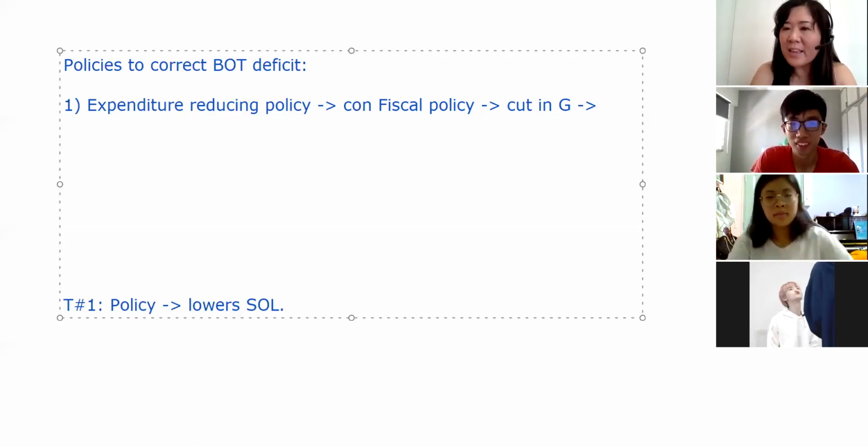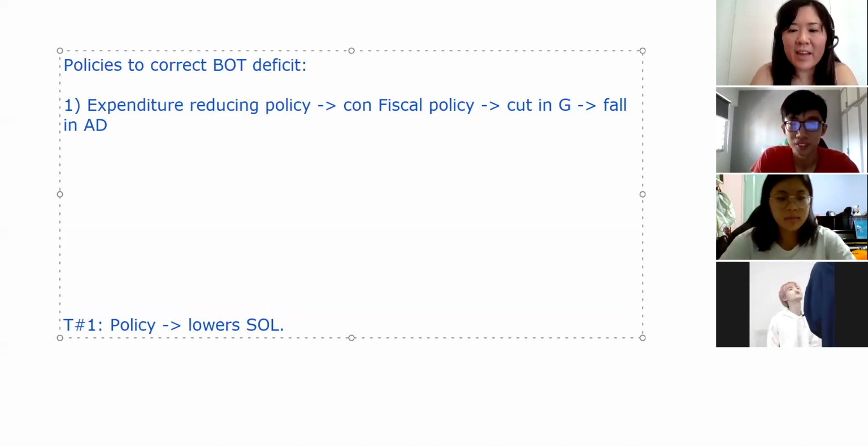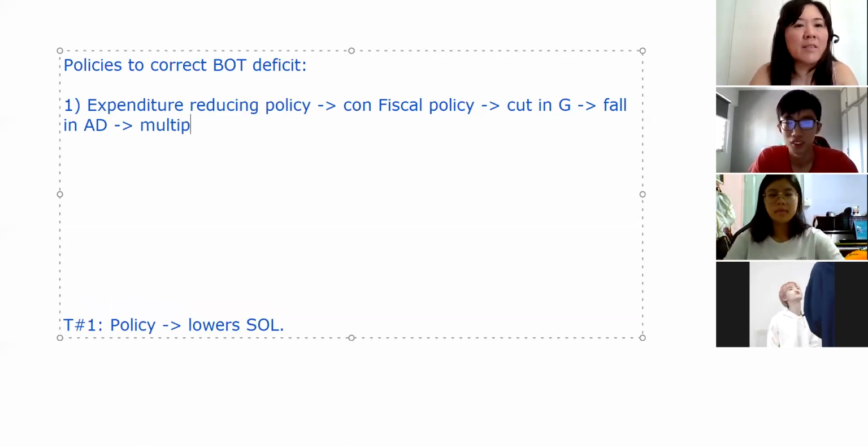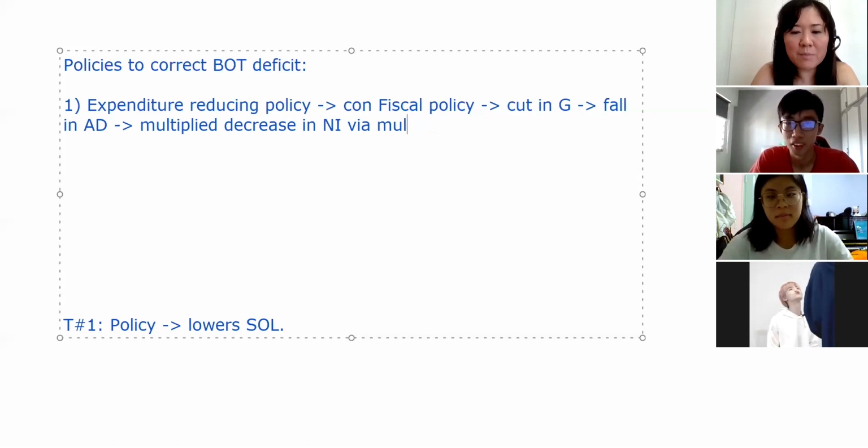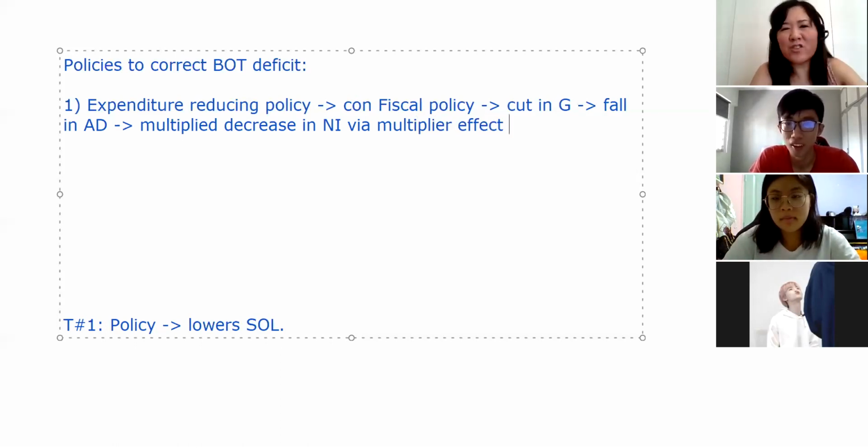Remember we said, a cut in G will lead to the fall in AD. A fall in AD will lead to a multiplied fall in national income, via the multiplier effect. You don't need to go and explain the multiplier, because it's not the main thing. You just have to say there's a multiplier decrease in national income, that's all.